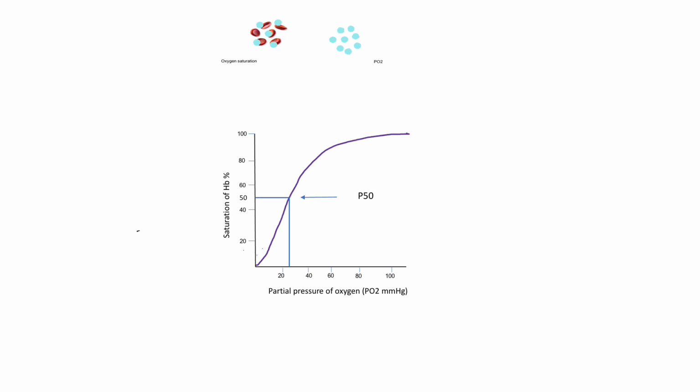We have seen how changes in affinity of hemoglobin for oxygen affect the oxygen dissociation curve. We have a parameter that measures affinity of hemoglobin for oxygen, and this parameter is called P50. P50 is the partial pressure of oxygen at which hemoglobin is 50% saturated with oxygen. In a normal oxygen dissociation curve, when partial pressure of oxygen is around 27 mm of mercury, hemoglobin is 50% saturated.